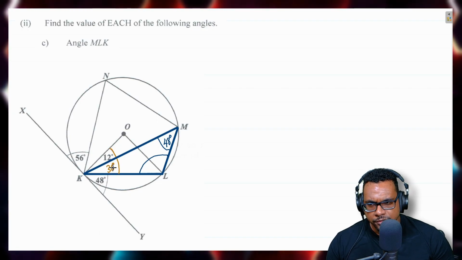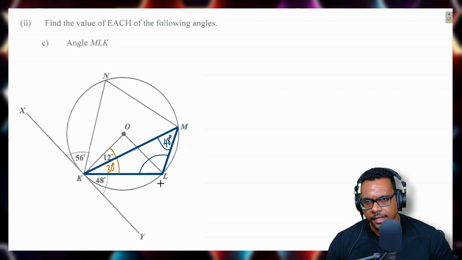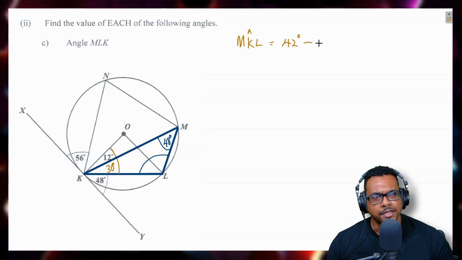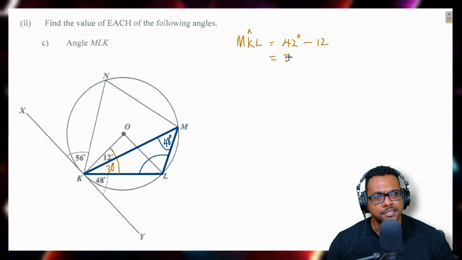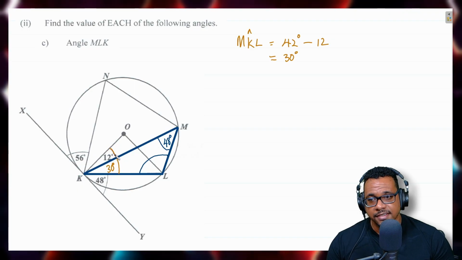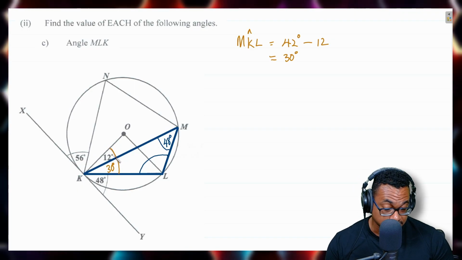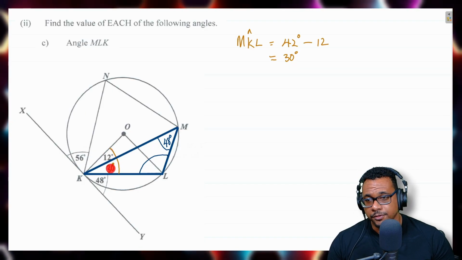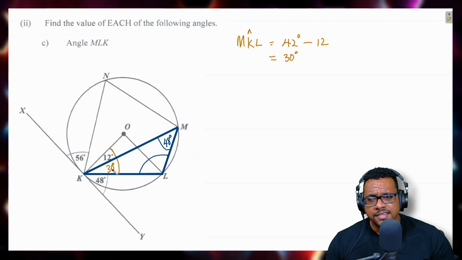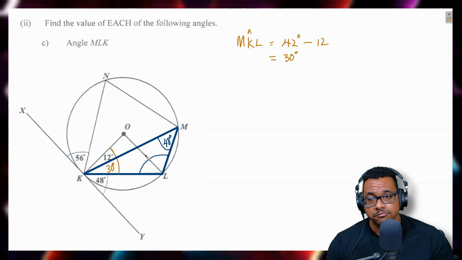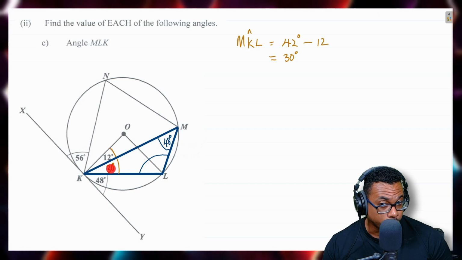So I'll just write that out, that angle MKL was simply equal to 42 take away the 12, which gave us 30 degrees. We don't have to write any reason for that because we already found this angle. We already said that this was one of the base angles of the isosceles triangle. Across here was 42, so here was 42. So 42 take away 12 gives us 30. So now we can say that the sum of the interior angles of this triangle is equal to 180 degrees.